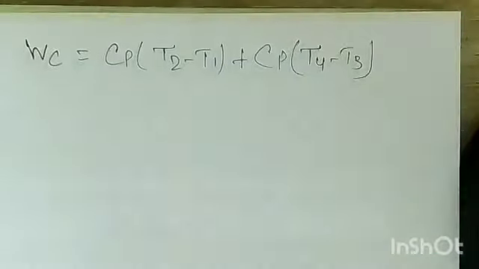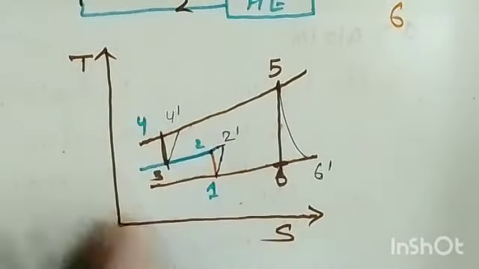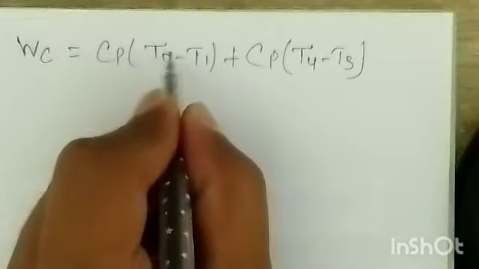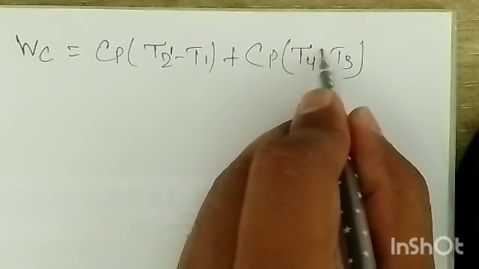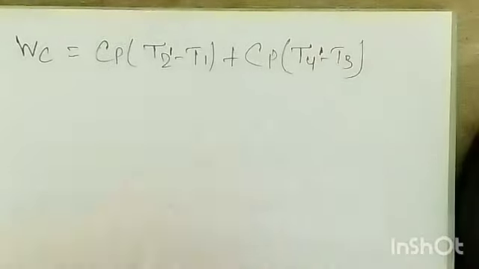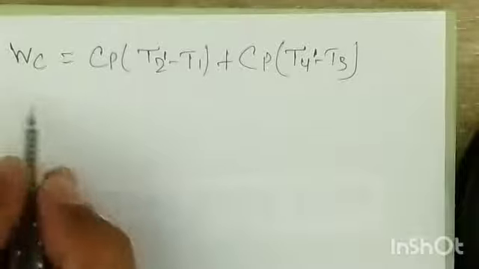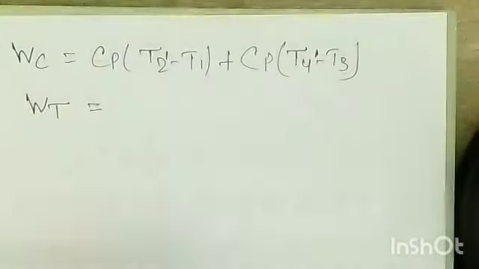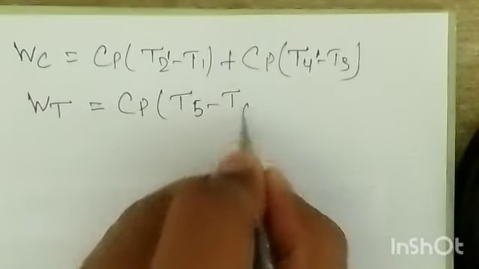we'll take the actual compression. So actual means the actual work. So if you see, then you can write T2 dash minus T1 and T4 dash minus T3, right? So we can say T2 dash minus T1, and this is your T4 dash minus T3, all right, okay. Then you can say the turbine work. Turbine work is 5 to 6, so Cp (T5 minus T6 dash).